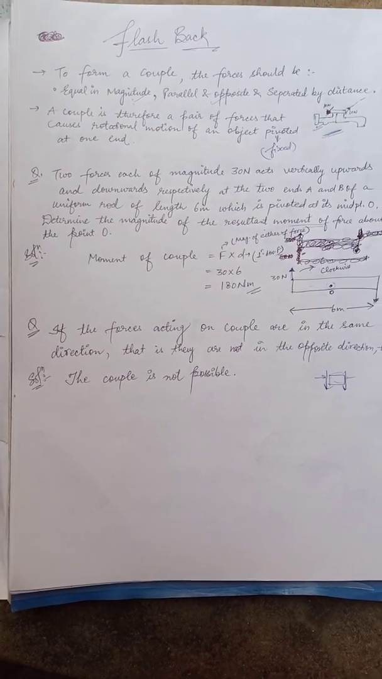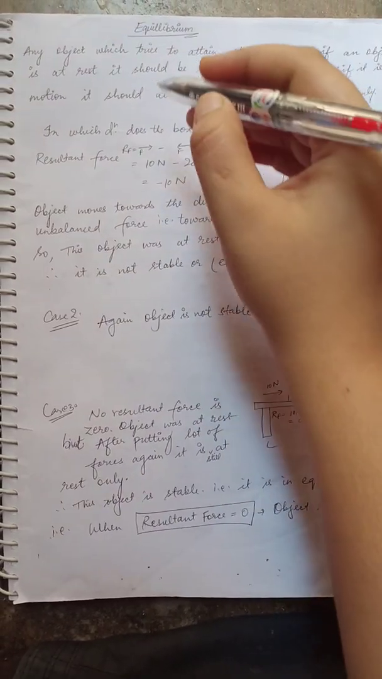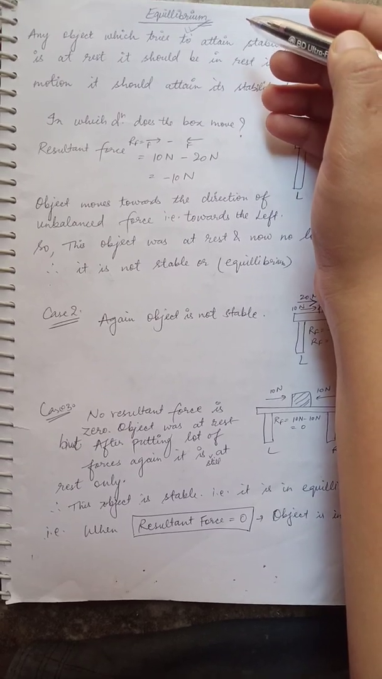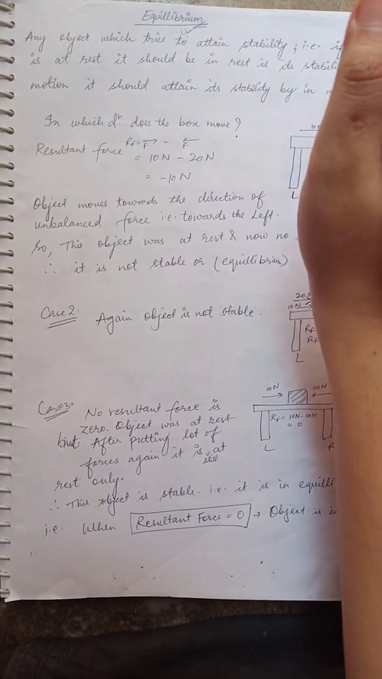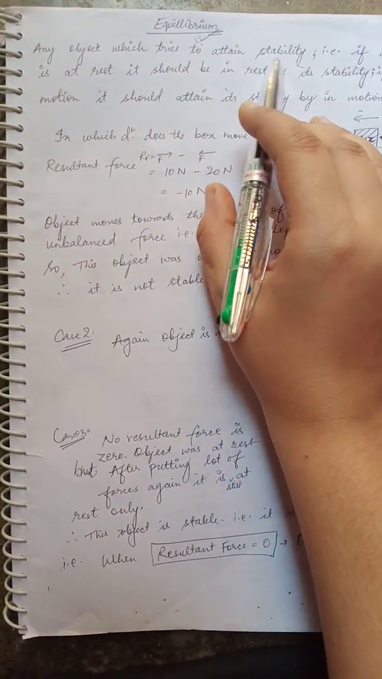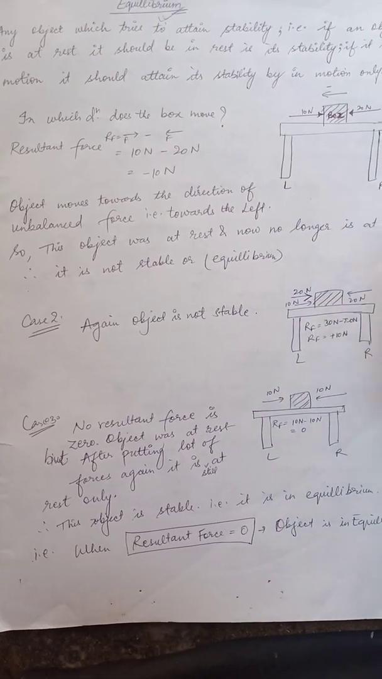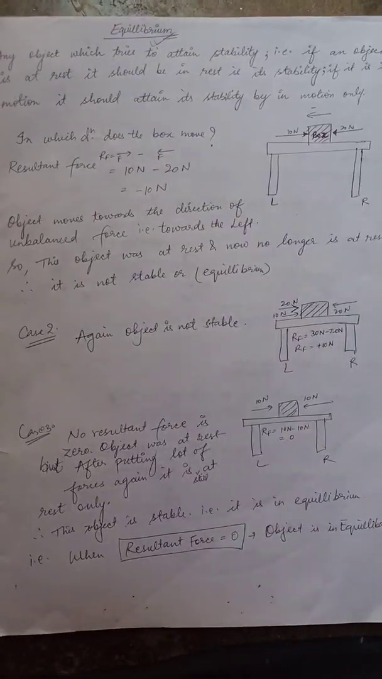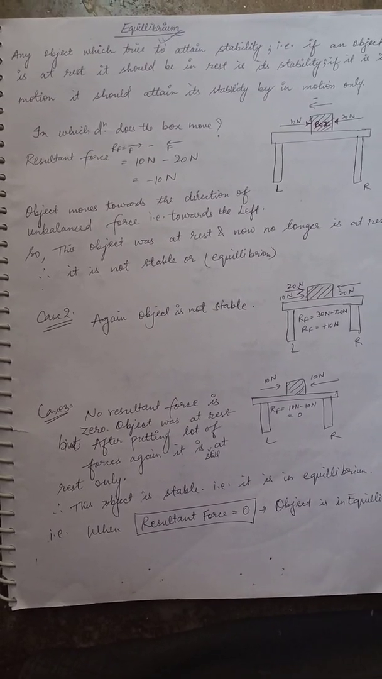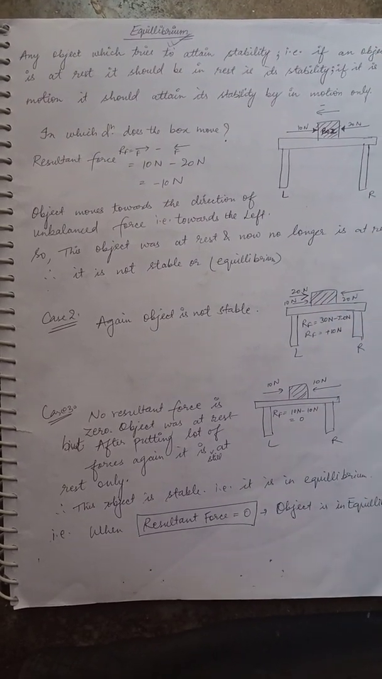Now let's move towards the topic, that is equilibrium. So students, with this word equilibrium, what comes to our mind? Just think. The thing that comes to mind is stability, or something which is stable. Any object which tries to attain stability. If an object is at rest, it should stay at rest in its stability. Or if an object is in motion, it should attain its stability by staying in motion. Then that thing is considered to be in equilibrium.